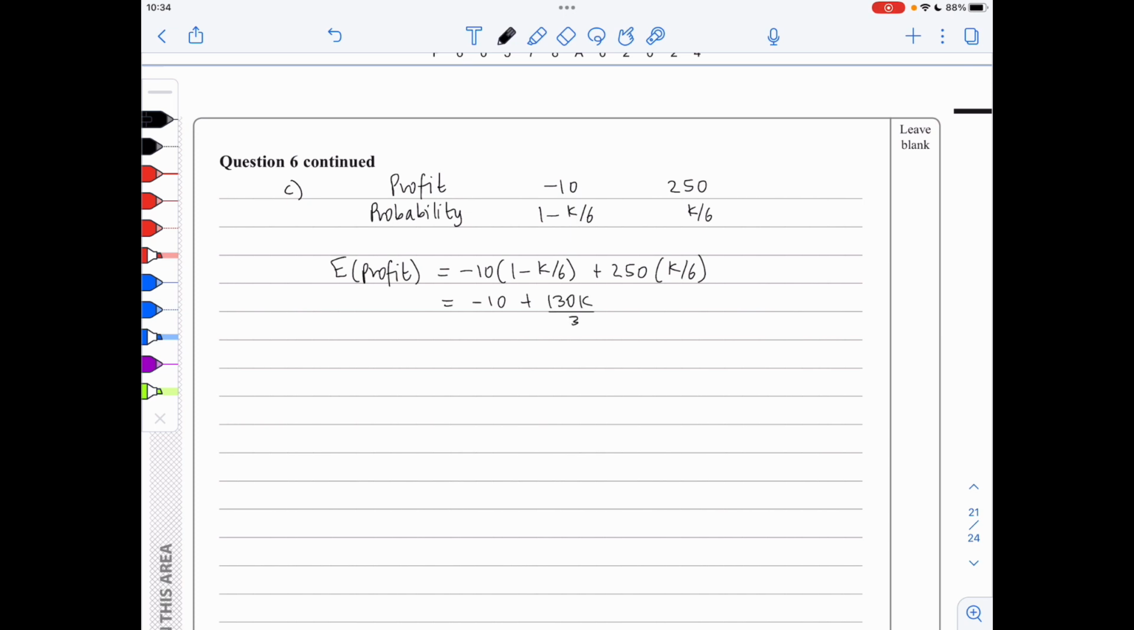I will substitute the value we found for k, so this is minus 10 plus 130 over 3 times 20 over 49, which turns out to be 1130 over 147, which is $7.69.